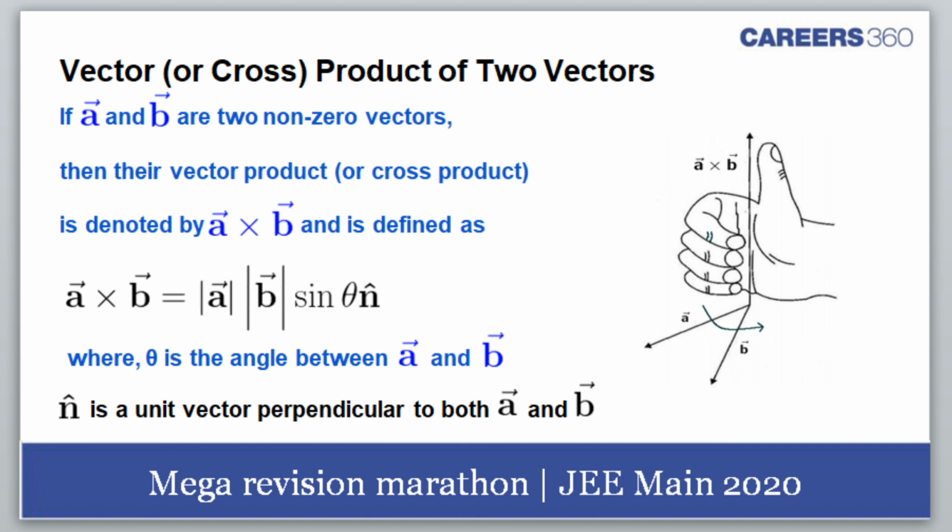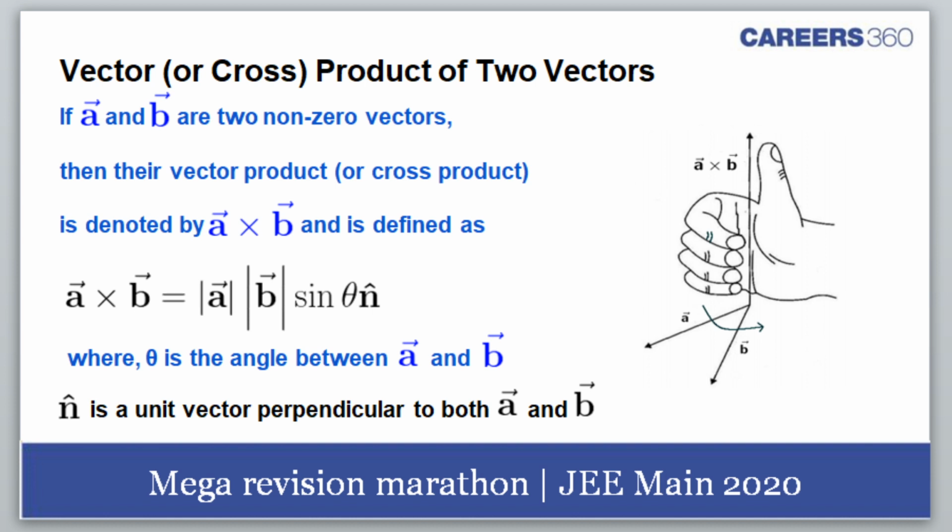Okay, Deepshika. So what do we have in cross product? A cross B, that is mod A mod B sine theta n cap. Okay, what is n cap? N cap is a unit vector perpendicular to both A and B. Both A and B, that is the plane formed by A and B.